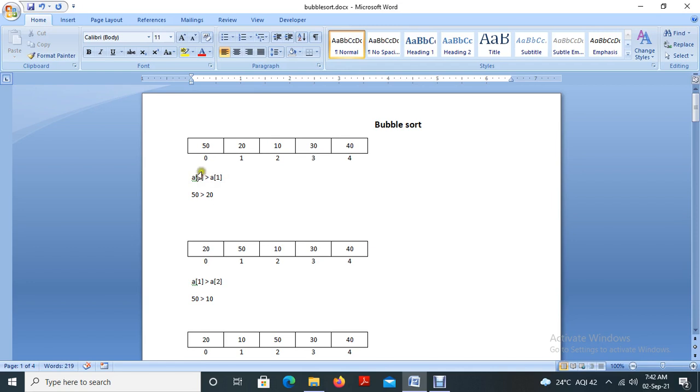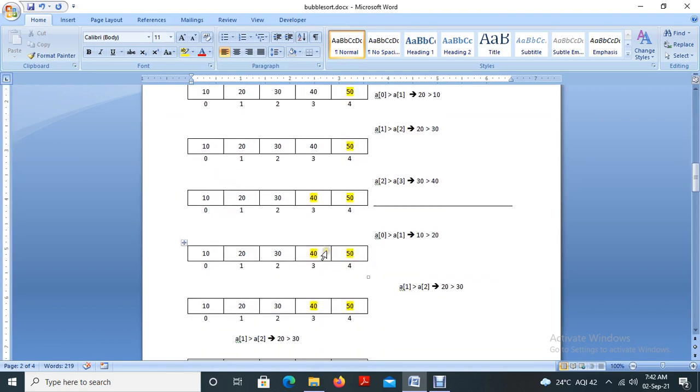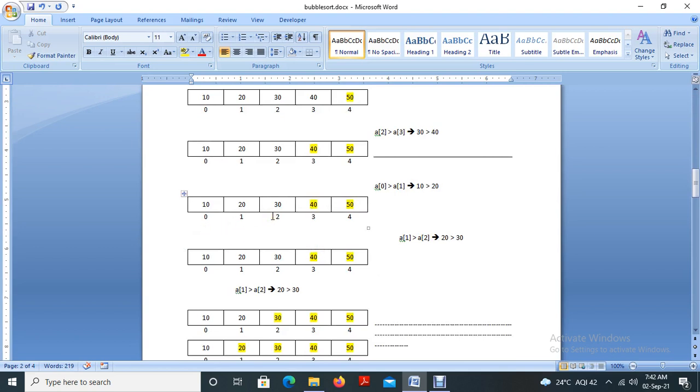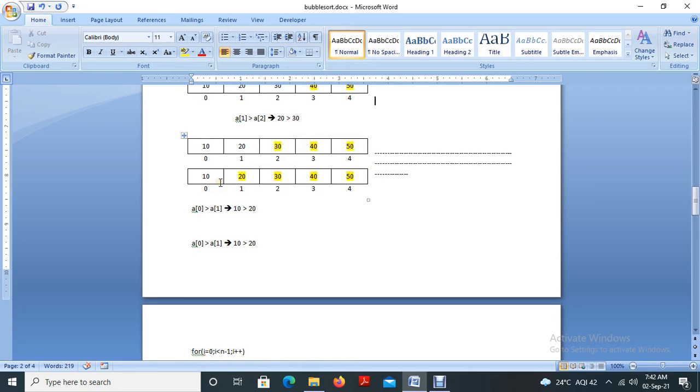So first we start to compare from A0 to A4. Okay, that is the first iteration. After that A0 to A3. After that A0 to A2, okay. After that A0 to A1 and then A0. So these are the process.